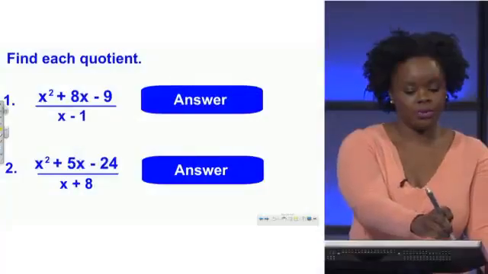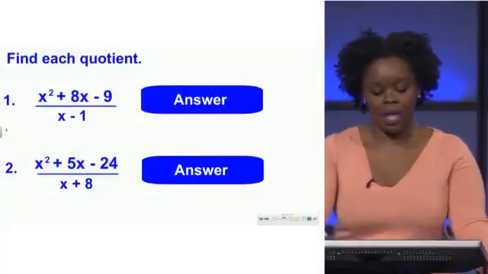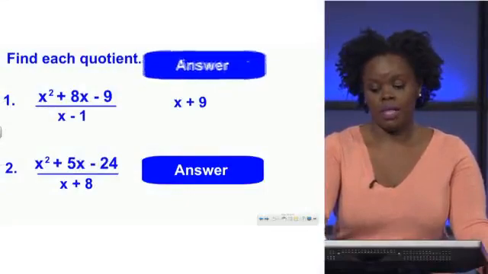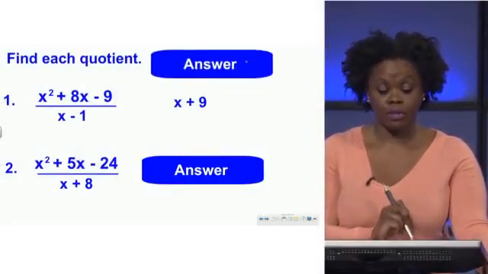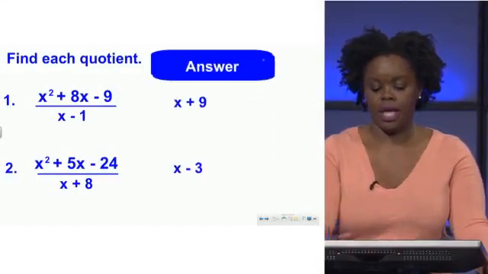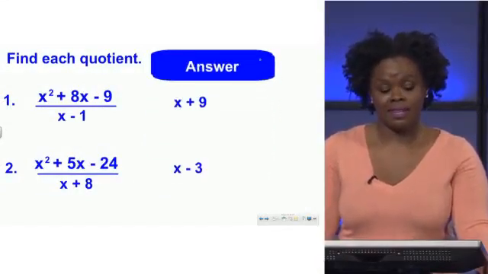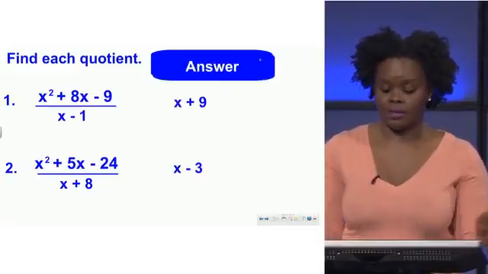Let's get the pointer tool up here. I can move these out of the way. So for number 1, the answer was x plus 9. That was your quotient for that one. And for number 2, x minus 3. Now, if you want to see my work for these, this is what I did.